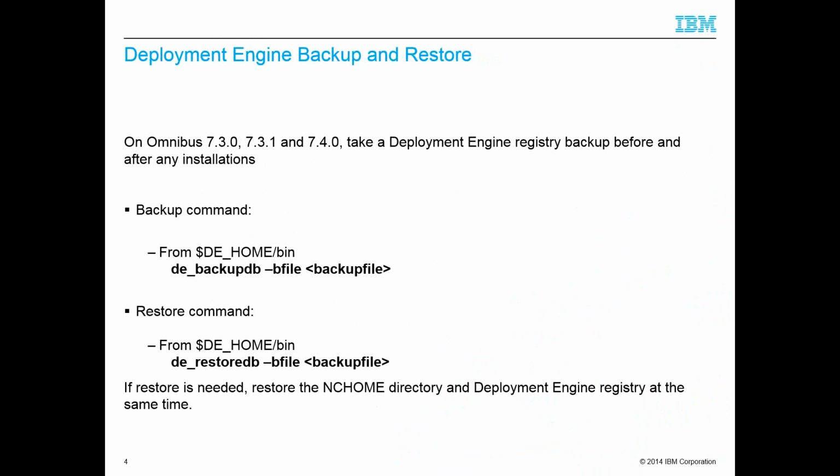Also with deployment engine, if you do a fix pack installation, you can't uninstall a fix pack. The best way to roll back a fix pack with the deployment engine is to back up your whole NC home directory and back up your deployment engine registry, and then to restore both the NC home directory and the deployment engine registry at the same time. So the commands here list your DE backup DB command and your DE restore DB command. The files that are created are very small, so it doesn't take much size at all. But you should have a backup file location.